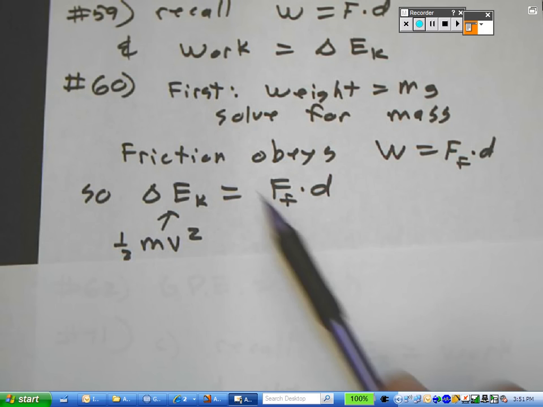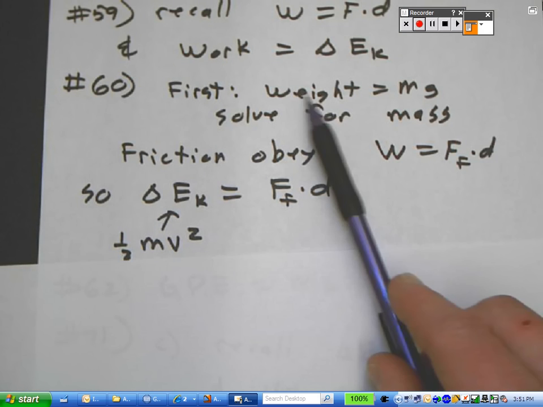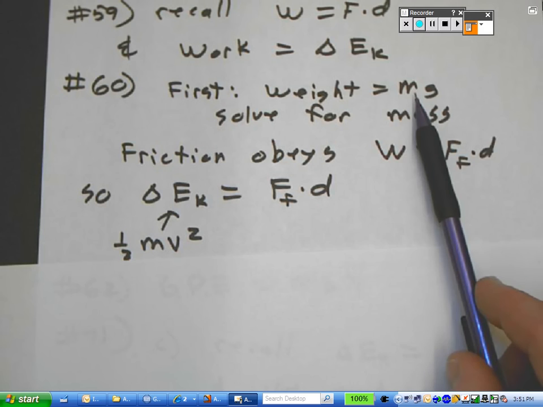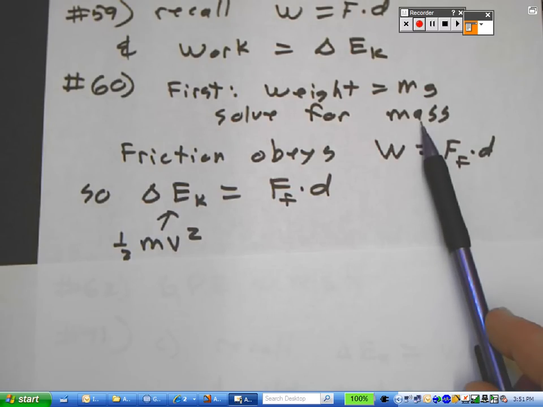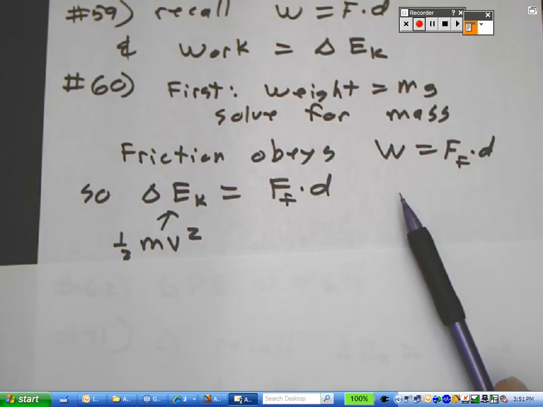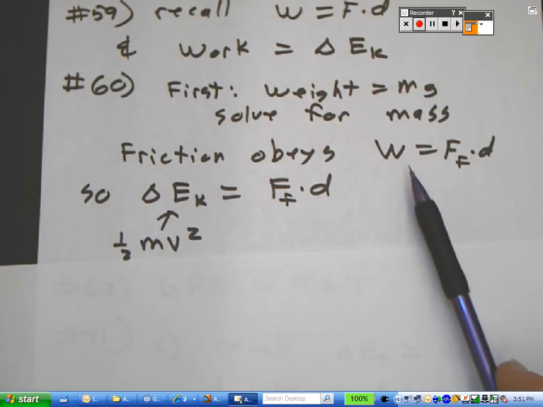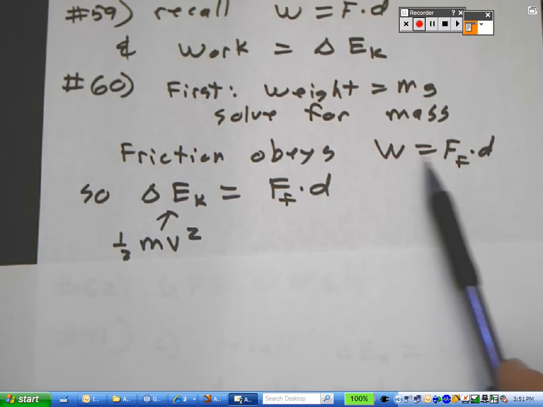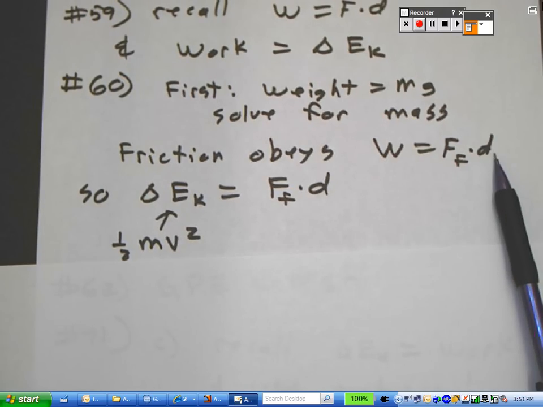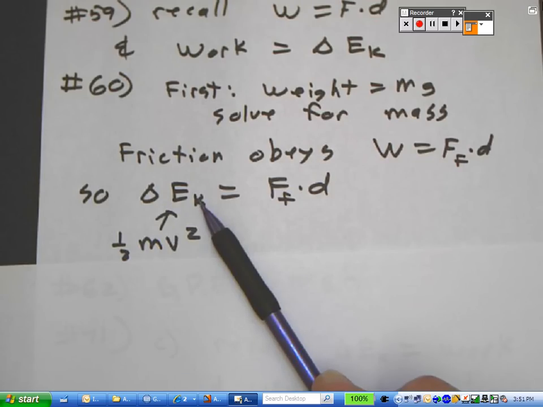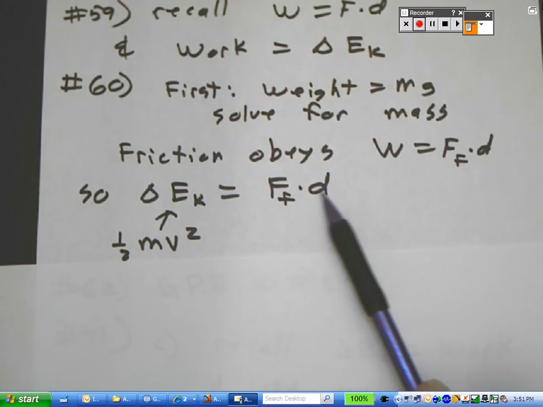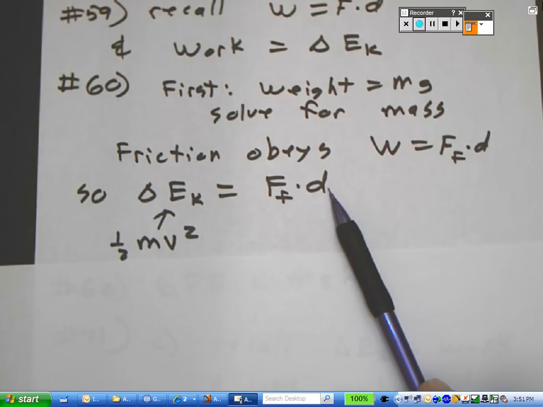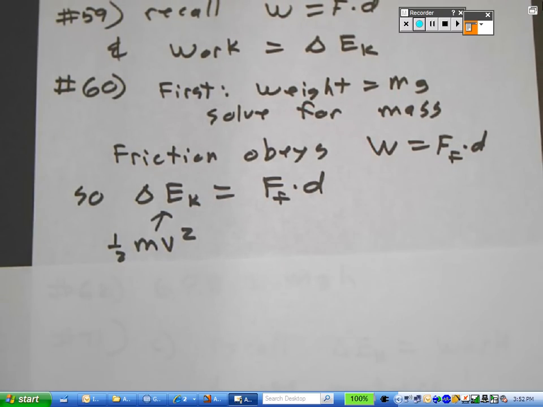Number 60. First suggestion: if they give you the weight in newtons, solve weight equals m times g for the mass. Because friction is a constant force, friction always obeys the formula work equals force times distance. Well, change of kinetic energy from the beginning to end is therefore equal to the work that friction does, and you should be able to solve, therefore, for the unknown.